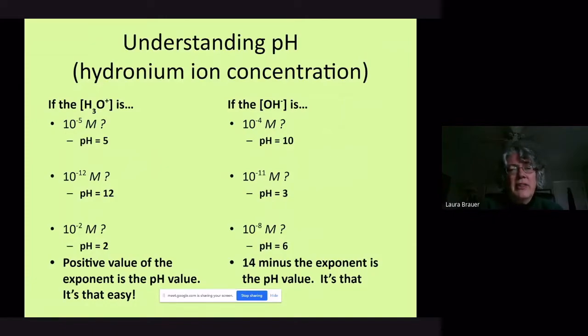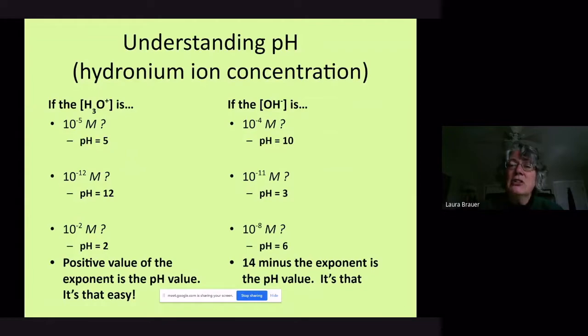This is one of the things we're going to want you to know. Hey, if we're talking hydronium and it has a 10 to the negative fifth molarity, just know that you take that number, 5, and that's the pH of 5. This 10 to the negative 12th molarity becomes a pH of 12. 10 to the negative 2 molarity becomes a pH of 2. All it is, the positive value of the exponent becomes the pH value. It's that easy. Now, if I say, hey, this is what the hydroxide ion concentration is, what is the pH?